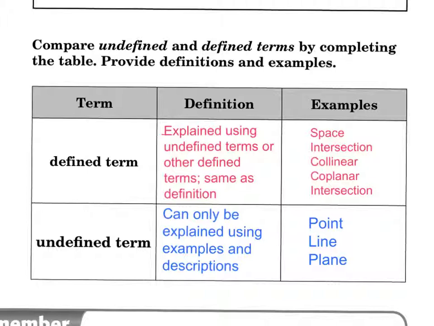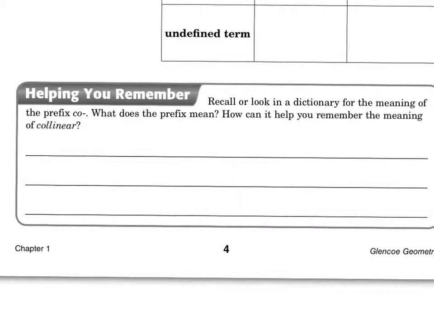Alright, next, let's just talk about something. We'll do a couple of these every now and then. You might not always do these, but they help you remember. I think this is a good one to help you for the OGT. Okay, recall or look in the dictionary the meaning of the prefix co. What does the prefix mean, and how can it help you remember collinear or coplanar? Now, what it means is joining or working together. So anytime you think of co-workers, or people that work together.